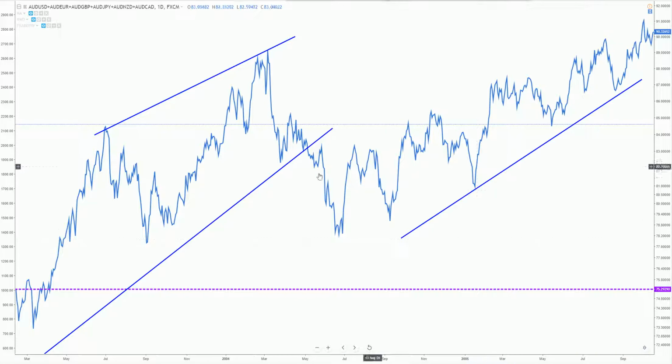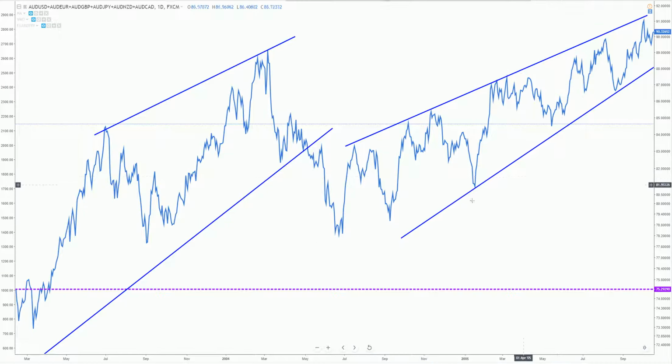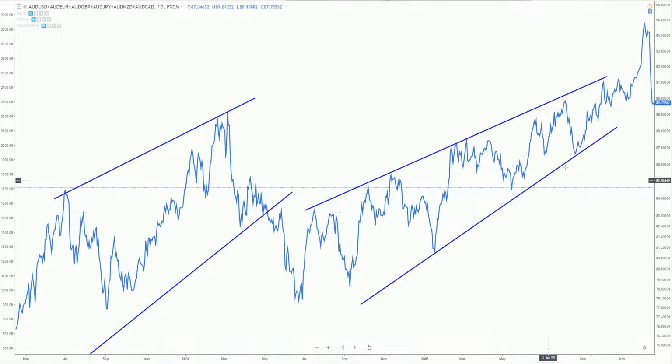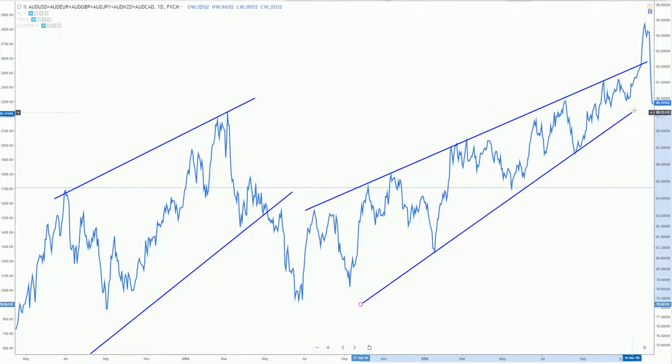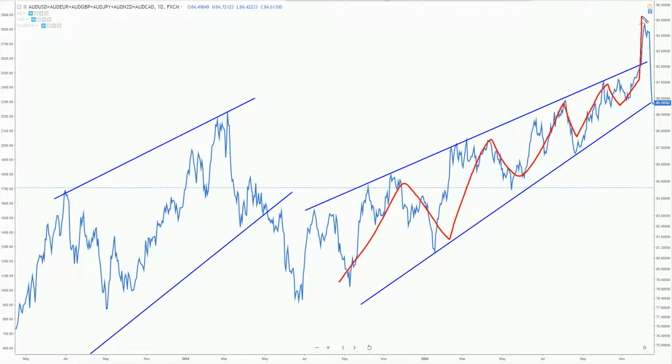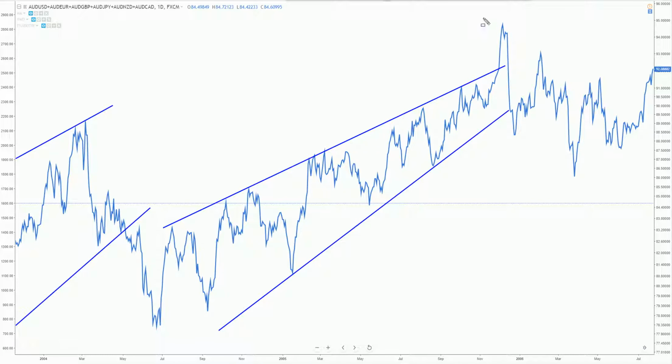Now remember, you have to see the break of the structure below the structure in order to go short. Alright. So this is now the new structure, the new channel. And look at that. This is the move that I'm looking for in NDX. Okay. It's in the channel. Rips higher, everybody's happy, and then boom. Game over. Right? And as you can see, it goes into a new structure.